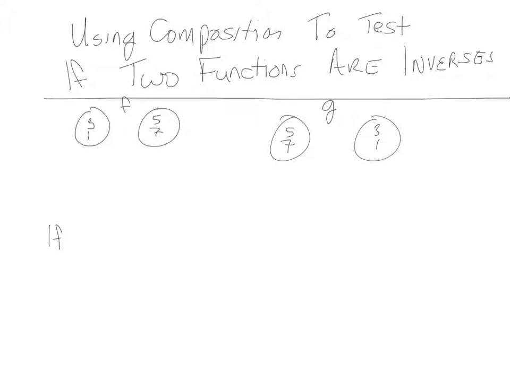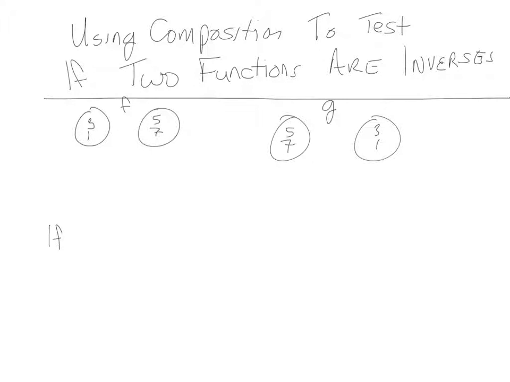For the next few examples, we're going to be asked to use composition to determine if two given functions are inverses of each other. And the rule itself is a little bit confusing the first time you see it. So let me motivate this for a second. As we said before, an inverse function will undo what a function did.